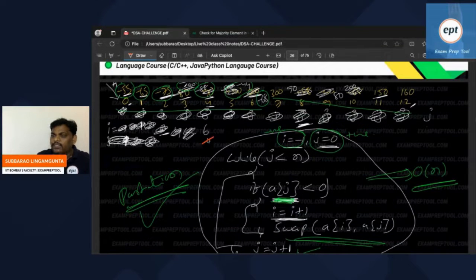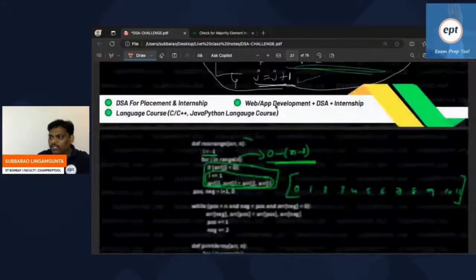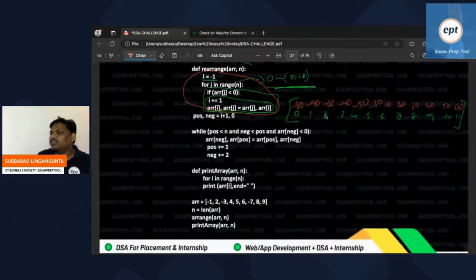Careful, i is 6. If i is 6, it means the last negative number is at the 6th place, and from i plus 1 onwards, positive numbers are there. At the end of the partition algorithm, i at the 6th place means the 7th place onwards has positive numbers. So I will do one small story here. In this problem, i is going to be 5, because from i plus 1 onwards positive numbers are there.